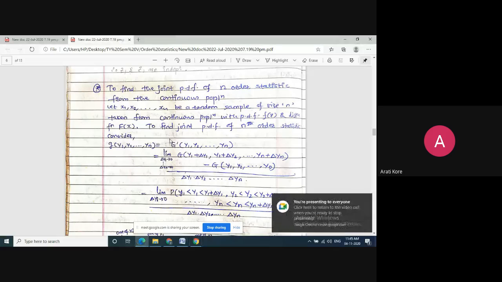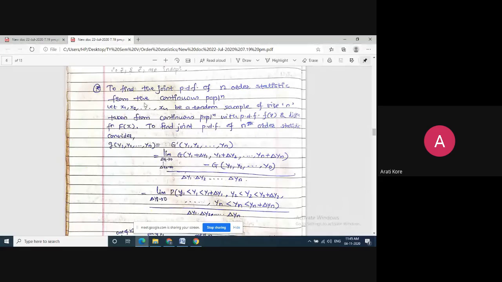So the next thing which I am going to do now is, in order statistics, we have seen how to find the PDF of a single order statistic. That is, we obtained the expression for g of y_r. We have also seen the expression for the joint PDF of two order statistics, that is g of y_r, y_s. And now I'm going to derive the expression for the joint PDF of all n order statistics, that is, I'm obtaining the expression for g of y1, y2 up to yn.